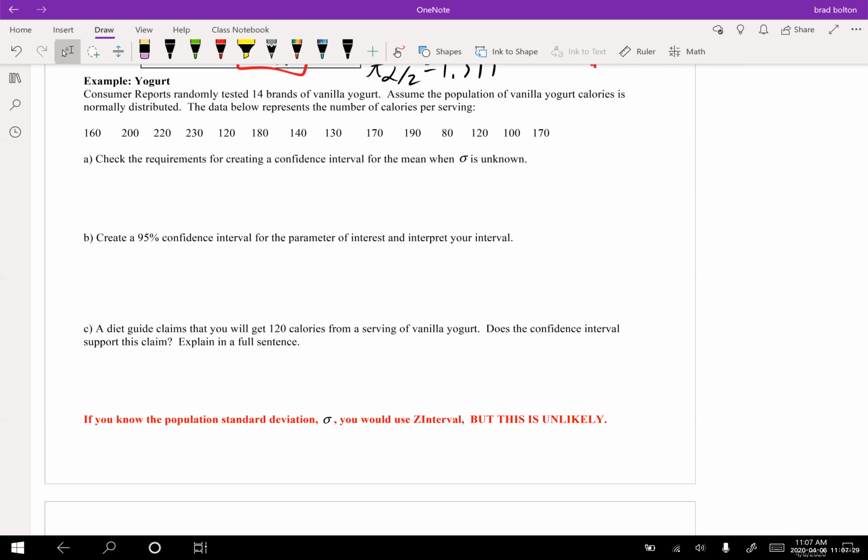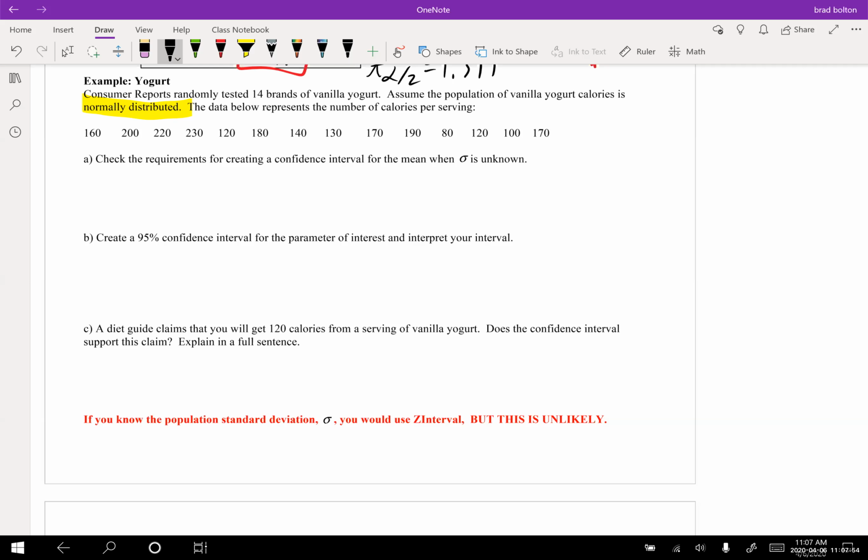So it says Consumer Reports randomly tested 14 brands of vanilla yogurt. Assume the population of vanilla yogurt calories is normally distributed. The data below represents the number of calories per serving. So an important thing they told us is normally distributed, so we're good. And it says, what are we going to end up doing here? Create a 95% confidence interval for the parameter of interest and interpret the interval.